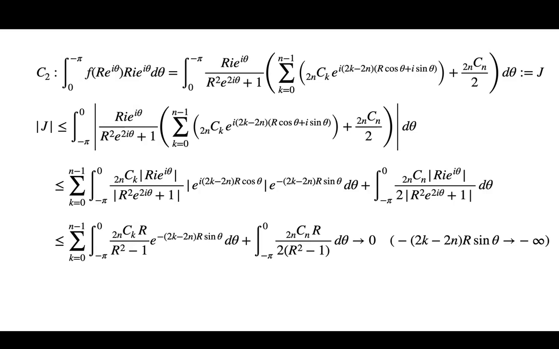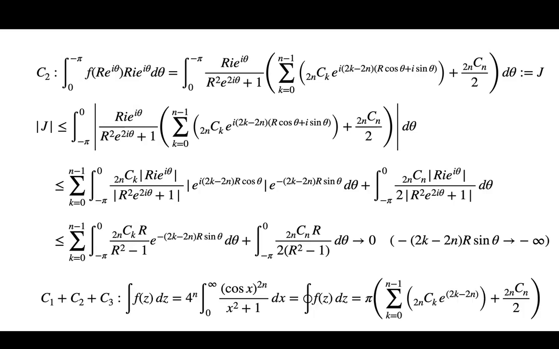For sufficiently large R, the exponential term e^(-(2k-2n)R sin θ) tends to 0 for k less than n, because the exponent goes to negative infinity. Thus, the integral converges to 0. Moreover, the term without the exponential also vanishes, since the denominator has higher degree. Therefore, the contribution from C2 is 0.